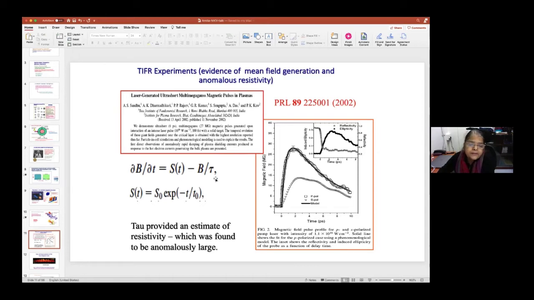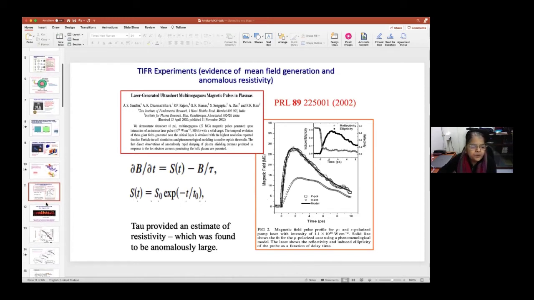On that basis, this was the source term for the creation of magnetic field, and this term corresponds to the dissipation. So from the estimate of tau, which fits this curve, we were able to estimate the resistivity in the medium, and it turns out to be anomalously large, an order of magnitude larger than what the typical value would have been. So that was evidence of anomalous resistivity, and that may arise only if turbulence plays a role.